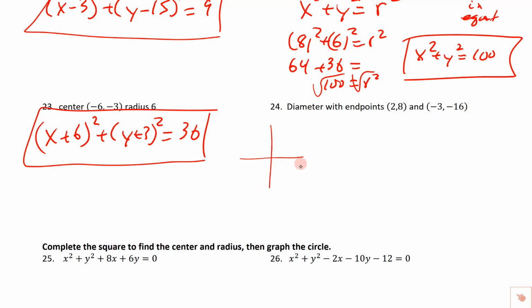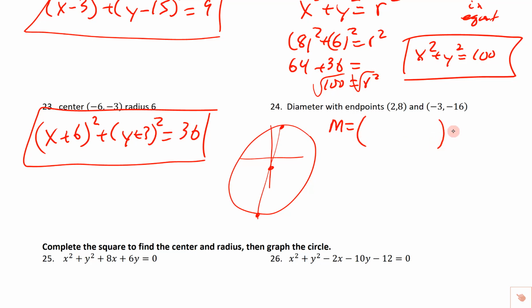Okay, so we'll come down here and it says diameter with endpoints 2, 8 and -3, -16. Just so we get a ballpark of what this looks like, 2, 8 would be up here, and -3, -16 would be way down here. So the circle, that's a diameter, goes around like this. Okay, and we need two things: we need to know the center and we need to know the radius.